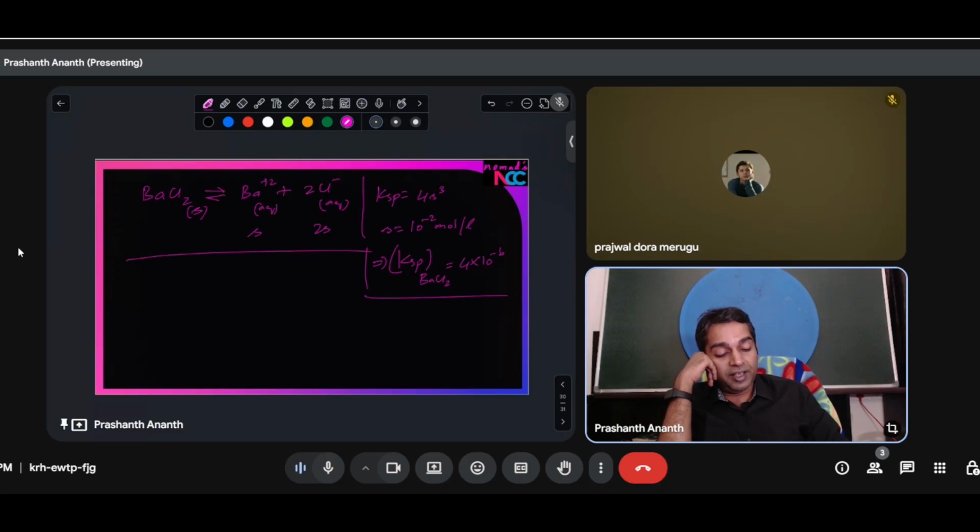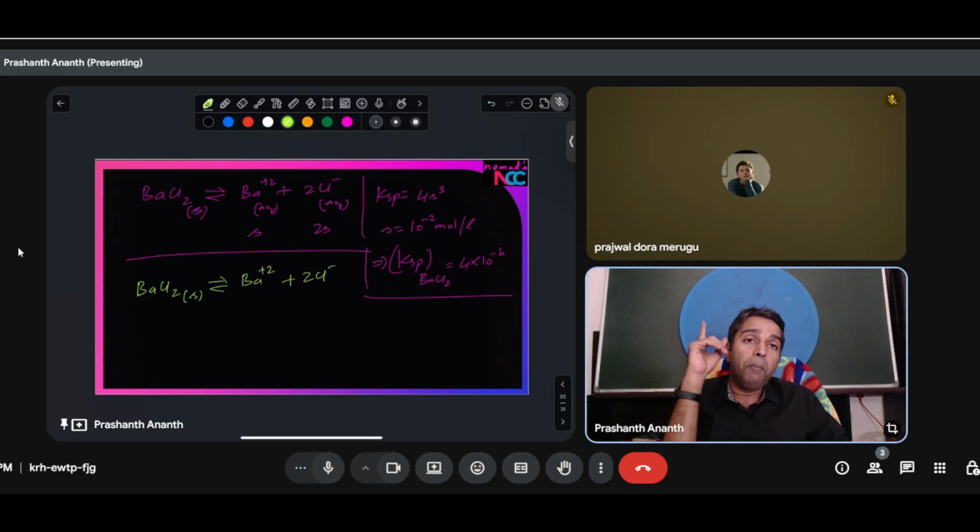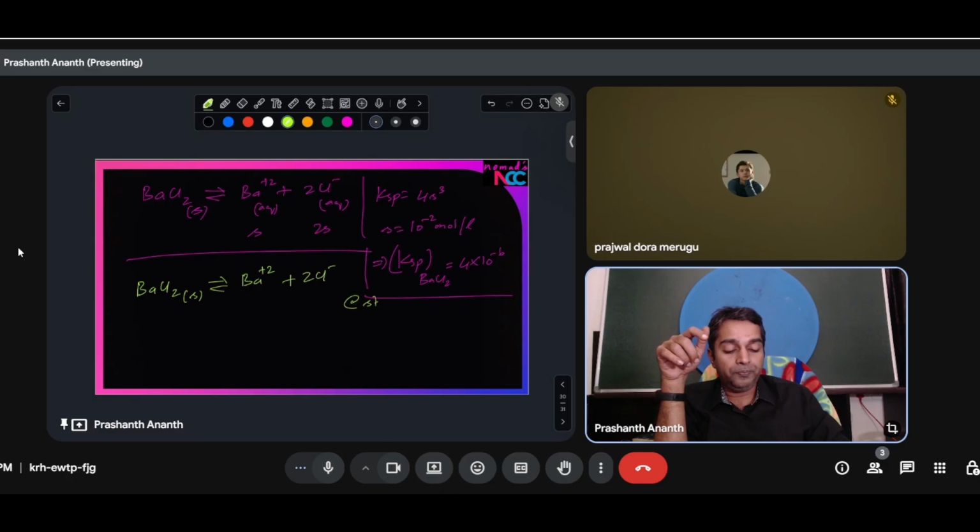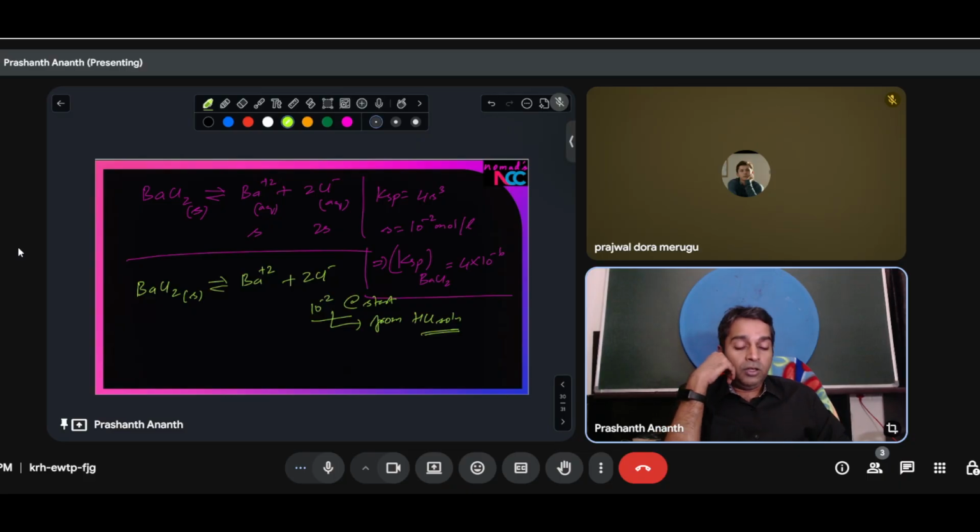Now next up, they are asking us what is the solubility of barium chloride in a solution which is already having HCl. So if I am looking at barium chloride solid again, this time I need to write Ba2+ and 2Cl minus again. But in this case, my starting Cl minus is already present: I have from HCl 10 power minus 2 molar. So I will have this as 10 power minus 2 from the start, from HCl, already present.